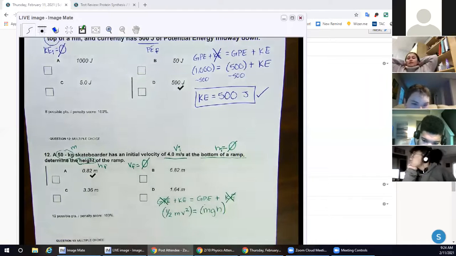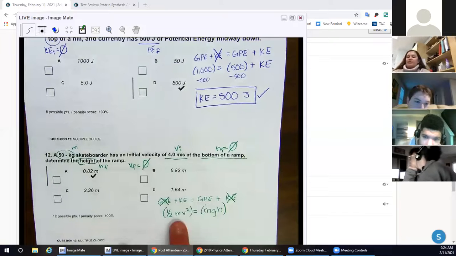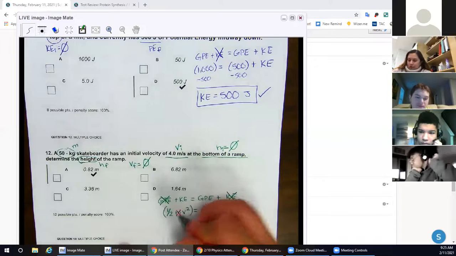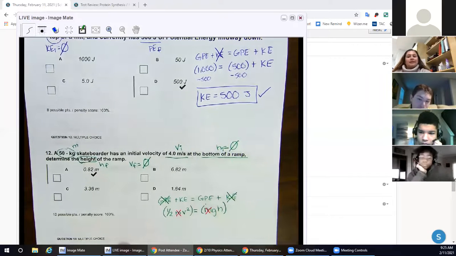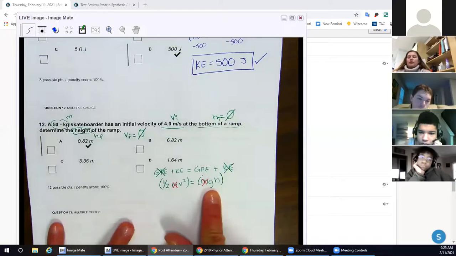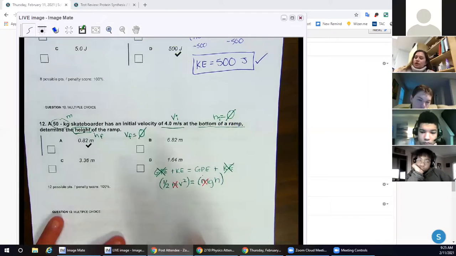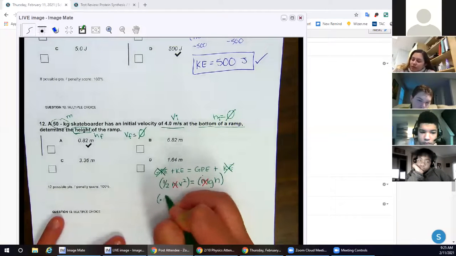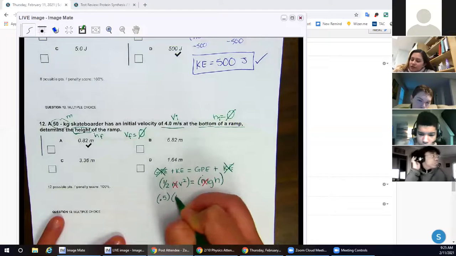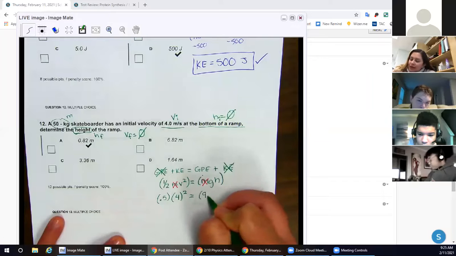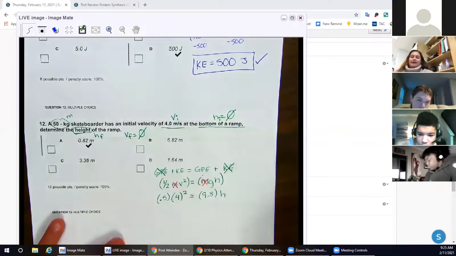So now this is a conservation of energy problem. We have mass on both sides. Remember what I said we can do when we have mass on both sides? You can just cross that out. You don't really need it to solve this problem, but it only works if you have mass on both sides and if it's a conservation of energy formula. Can't do that all the time. So 1/2 is the same as 0.5. Our initial velocity was 4. Don't forget to square that. Gravity is always 9.8, and we're looking for that height.